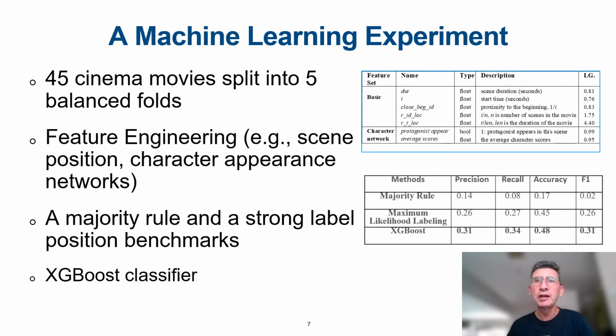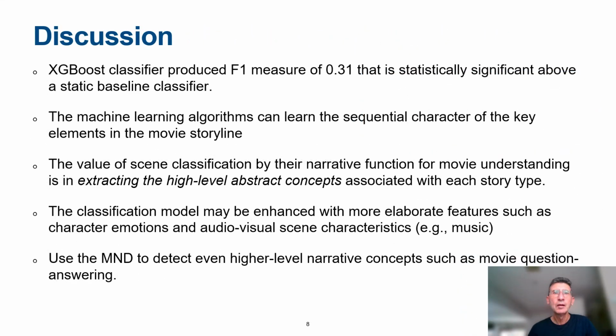In our machine learning experiment, we have split the dataset of 45 cinema movies into 5 balanced folds. We applied feature engineering to calculate 7 different features for each scene, and we compared the accuracy of a majority rule and the label position benchmark to XGBoost classifier. The XGBoost classifier produced F1 measure of 0.31, which was statistically significant above a static baseline classifier.